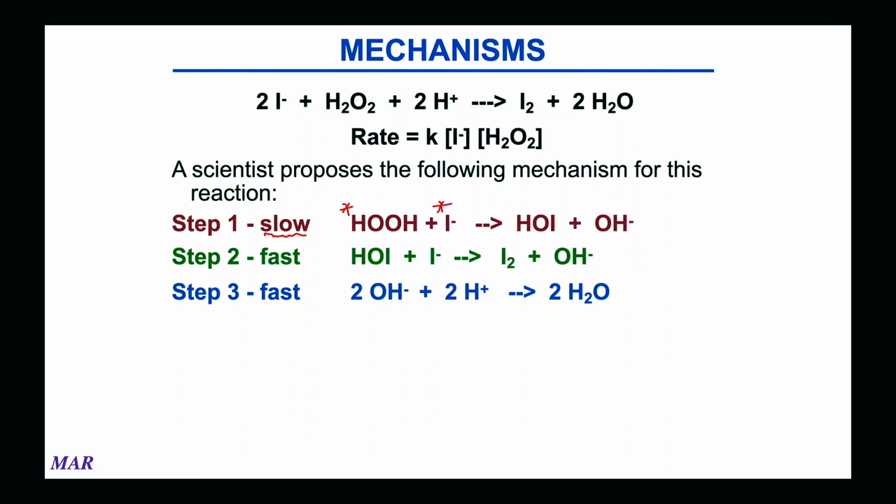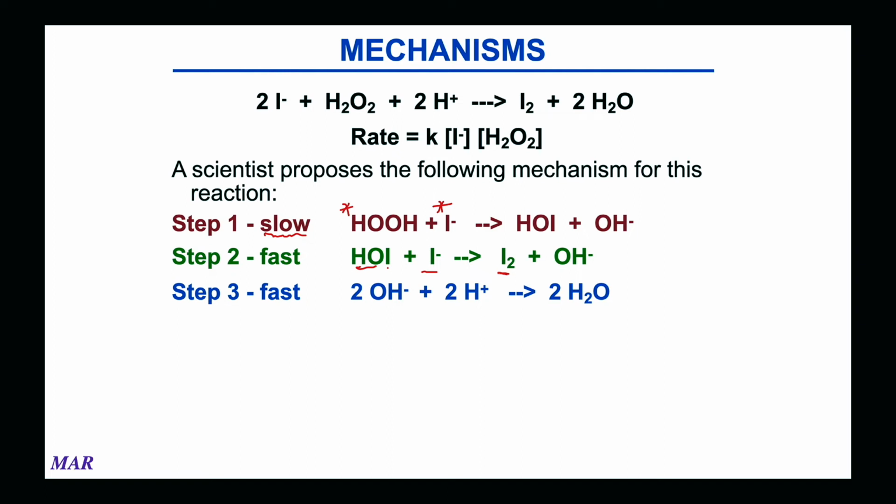So in this mechanism, the 1 H2O2 and the 1 iodide make hypoiodous acid, HOI, which is a weak acid and a weird one, plus hydroxide. And then the hypoiodous acid reacts with the second iodide to make iodine, I2, plus hydroxide. And then finally, the third step, hydroxide plus H plus making water. This is classic acid base and no problem.